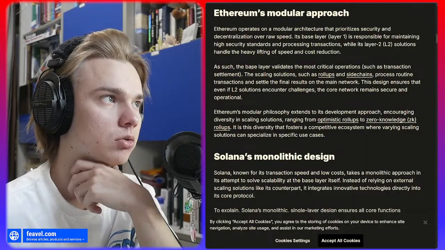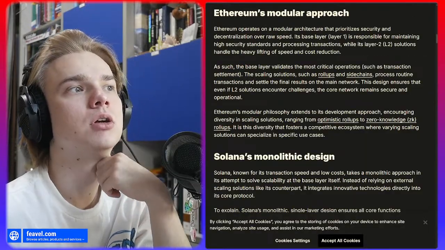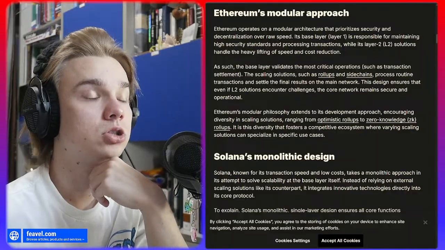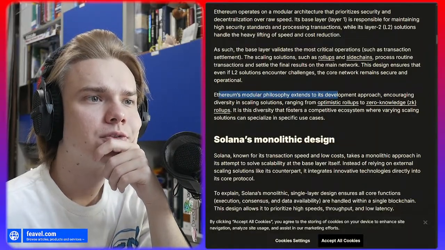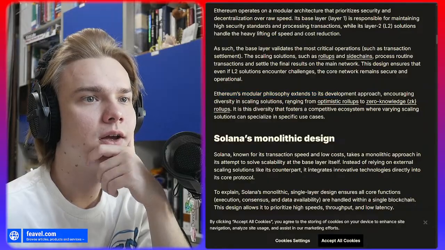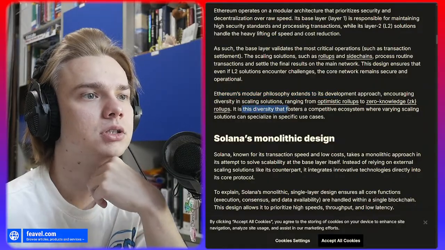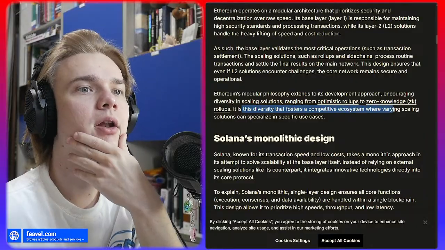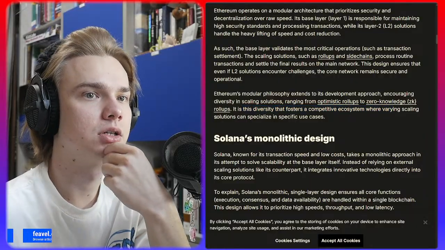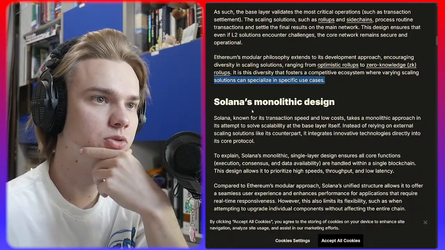Okay, let's continue with Ethereum versus Solana. Ethereum's modular philosophy extends to ZK and optimistic rollups. It is this diversity that fosters a competitive ecosystem where varying scaling solutions can be specialized in specific use cases.